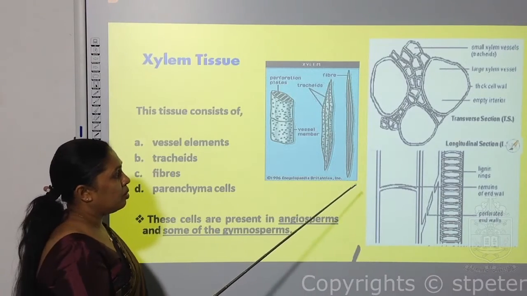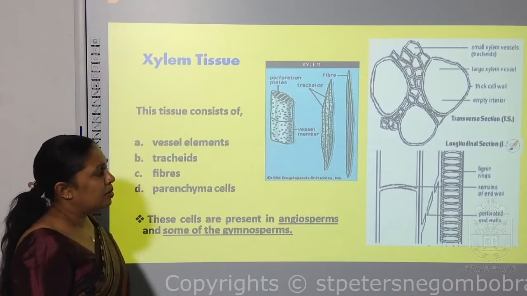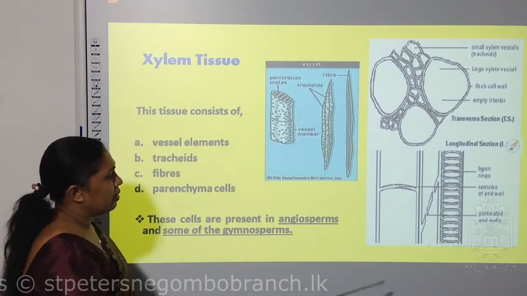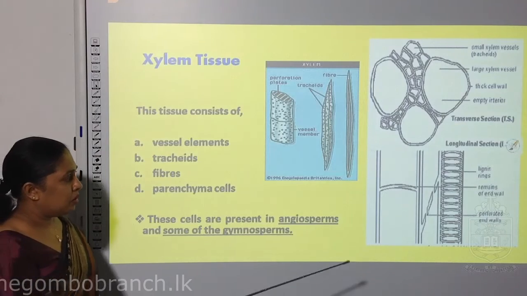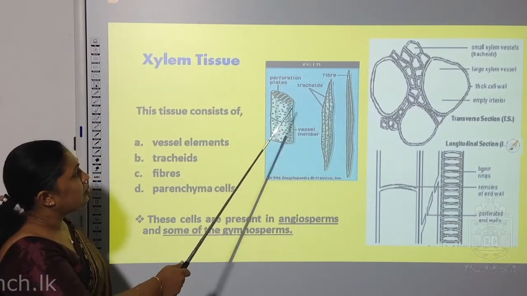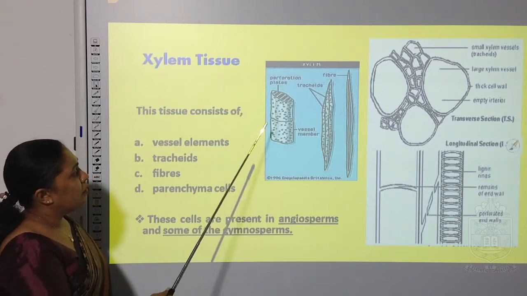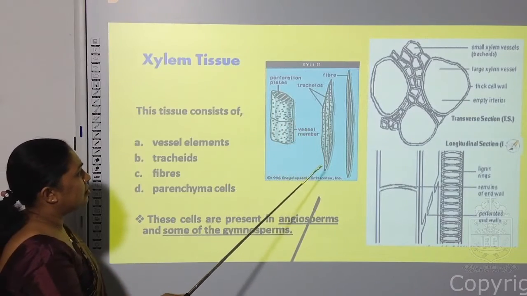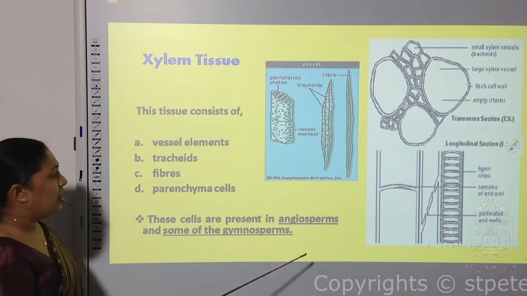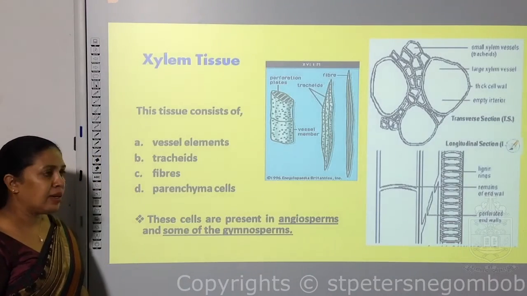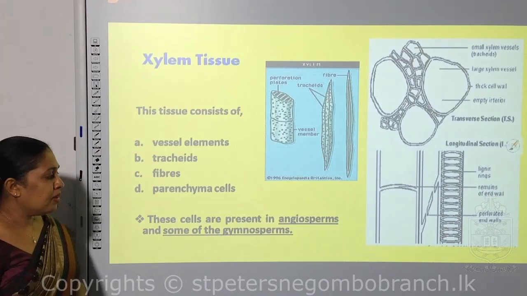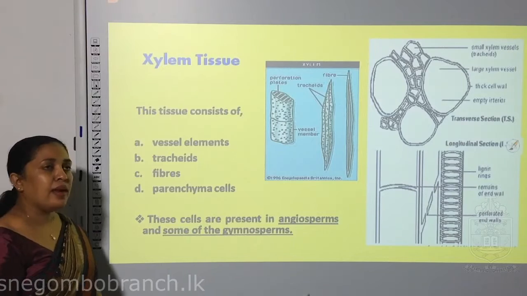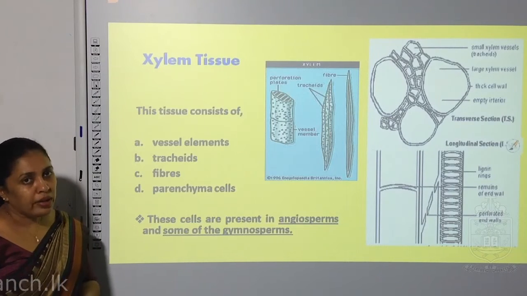When you see from TS, you can see the cells in circular or hexagonal shape, but the elongated nature you can see from an LS, and you can see xylem vessels are elongated. They have perforation plates. These are vessel elements and tracheids and fibers. And also the parenchyma cells, which we discussed earlier, may be present in the xylem tissue. And all these cells are there in angiosperms and some of the gymnosperms, not in all the vascular plants.